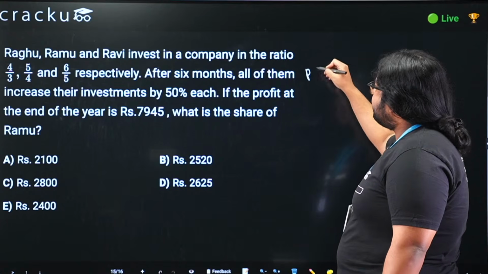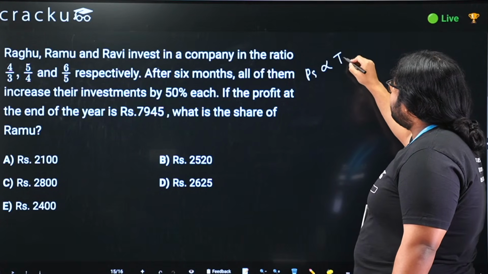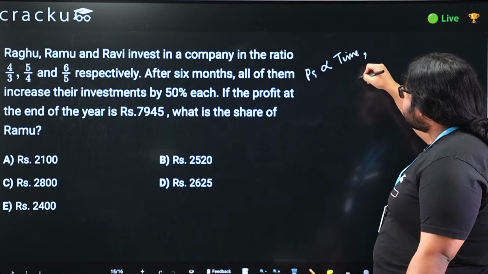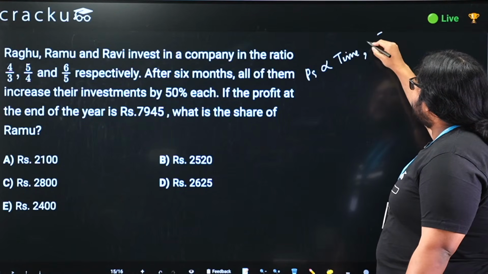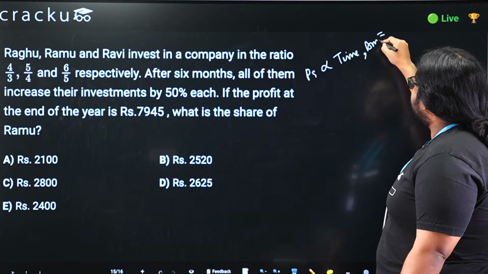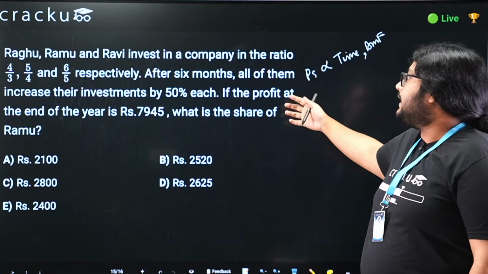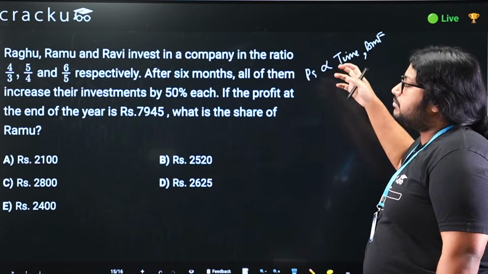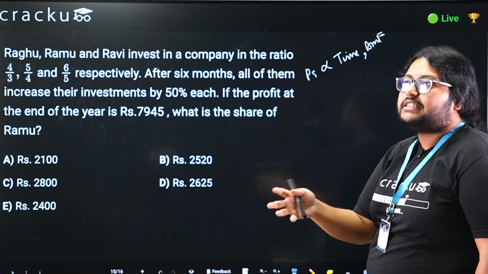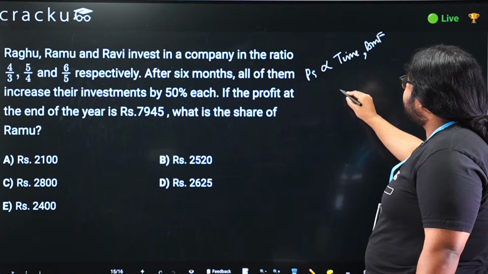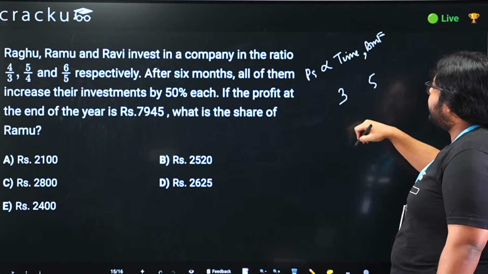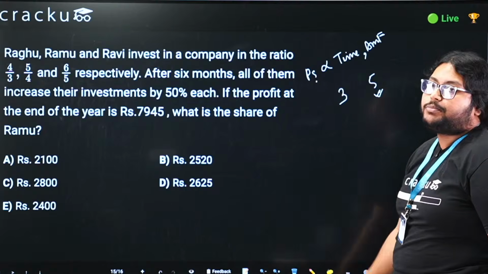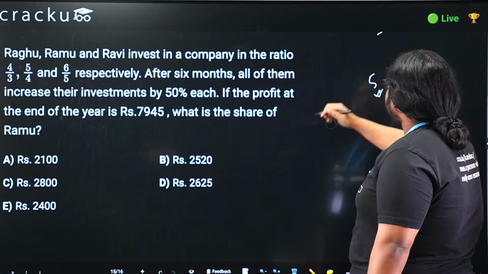The profit share basically depends on the time for which the amount was invested, and it also depends on the amount. If someone invested more money, they'll probably get a larger share. And also if two people invest the same amount of money, suppose one did it for 3 years and the other for 5 years, then the one who did it for 5 years has to get more profit share. So that is the idea here.